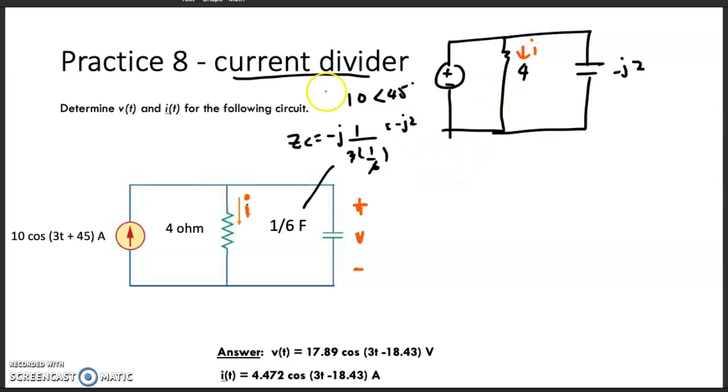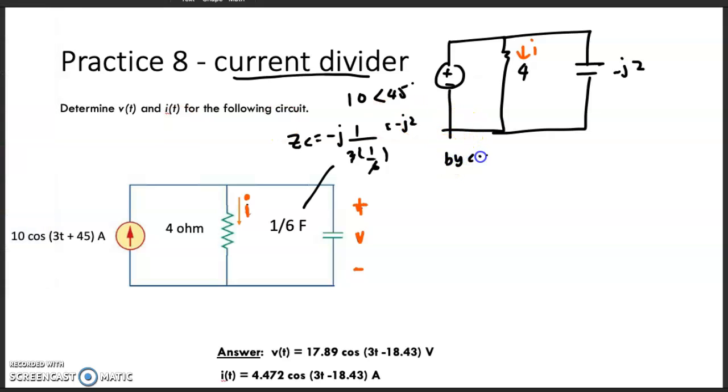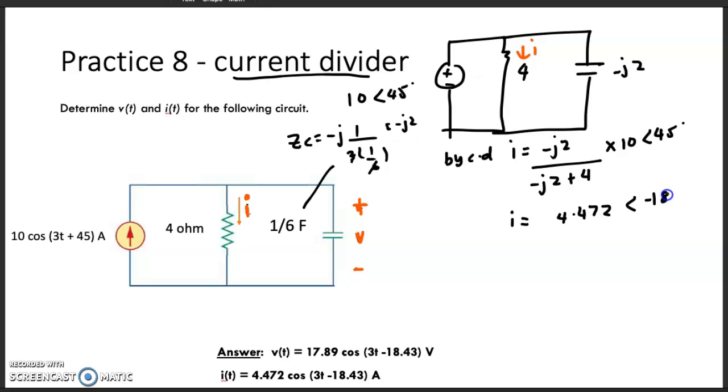So by using current divider, what is the function of the current divider? By current divider, I is equal to the opposite impedance, minus J2, divided by minus J2 plus 4, multiplied by the source 10 angle 45. So by just using your calculator, you can get the I is equal to 4.472 angle minus 18.43 ampere.